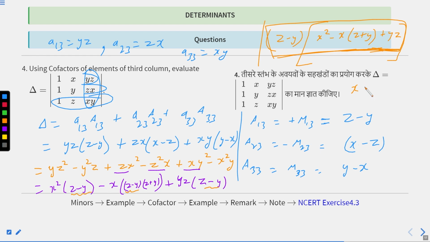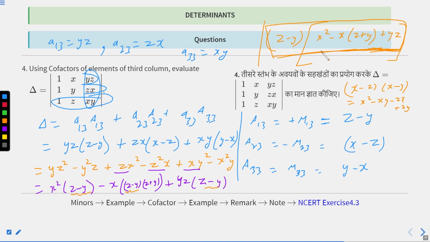X, what can you think of? X plus z, or x, what can you think of? X minus z and x minus y. Yes, so if you think, this will be what? X square minus xy minus zx plus zy.